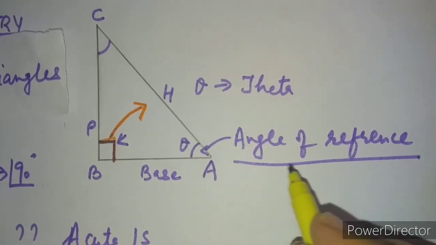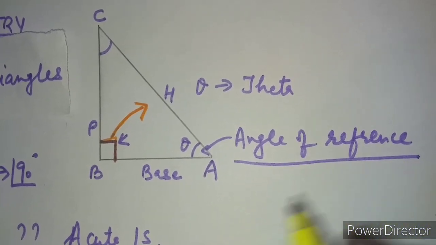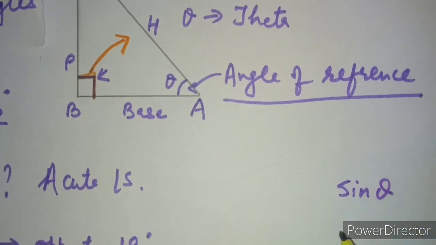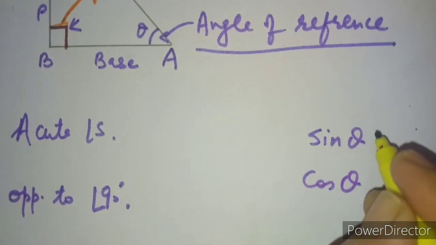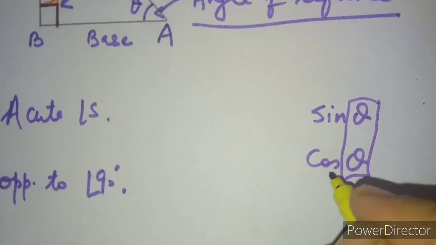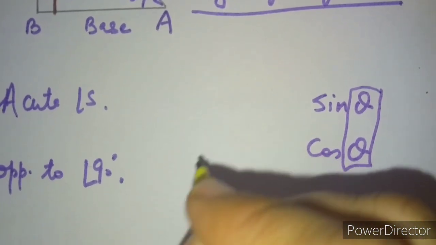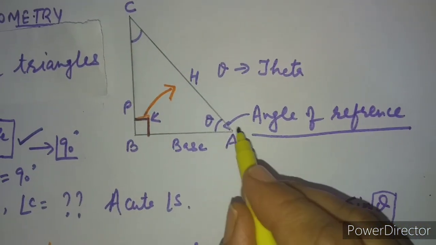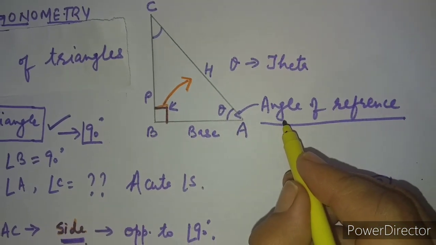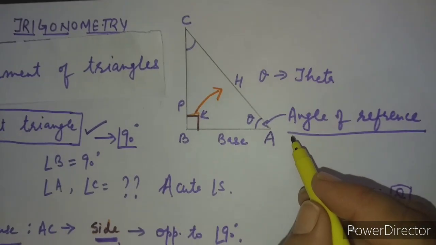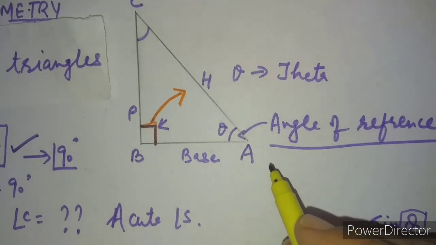Now, we call this the angle of reference because we will be asked to find out what is sine theta, what is cos theta, like this. So this is known as the angle of reference, which is joined with the trigonometric ratios that I will tell you in detail a little later. Here I have taken this as the angle of reference. So with respect to the angle of reference, we have to see the position of the perpendicular.